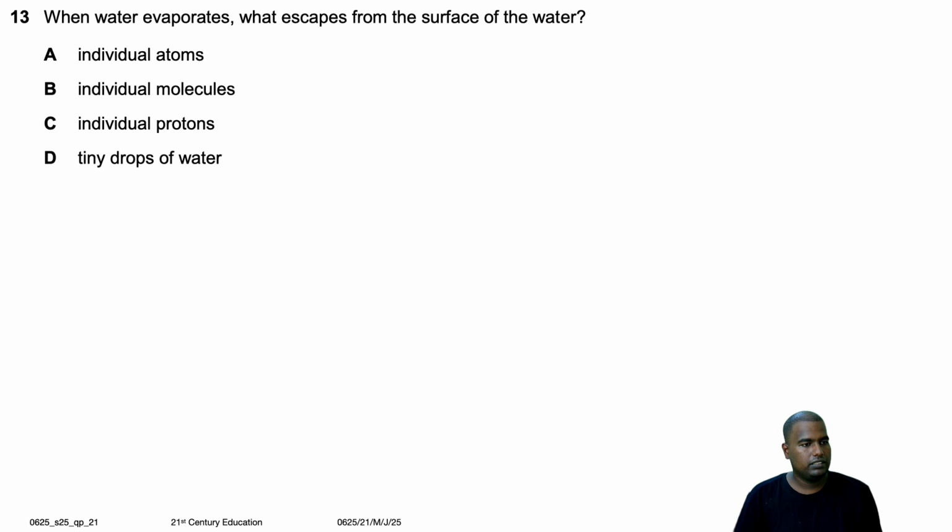When water evaporates, what escapes from the surface of the water? When water evaporates, high energy molecules, individual molecules, escape from the surface of the water. So it's individual molecules.